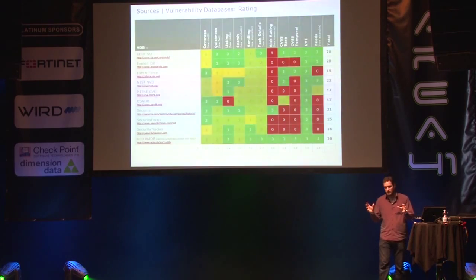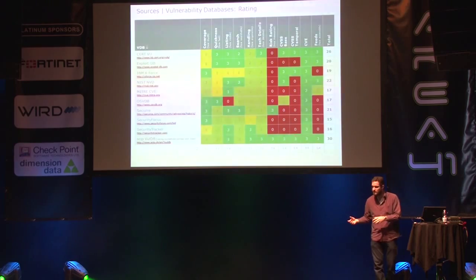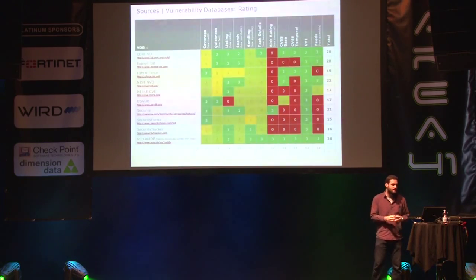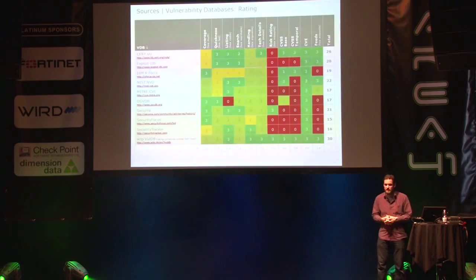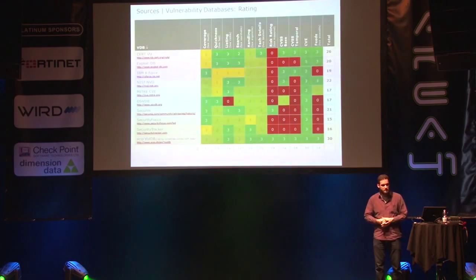Temporal scores respect every information that might change over time. For example, is an exploit available, or is a patch available? So the CVSS temporal score changes over time. And the moment somebody releases an exploit, the score keeps high.